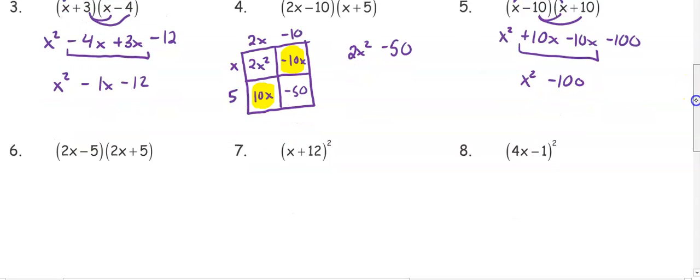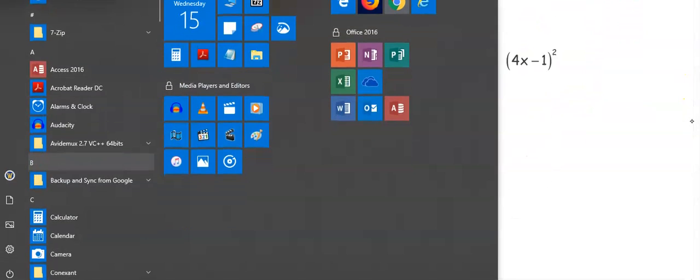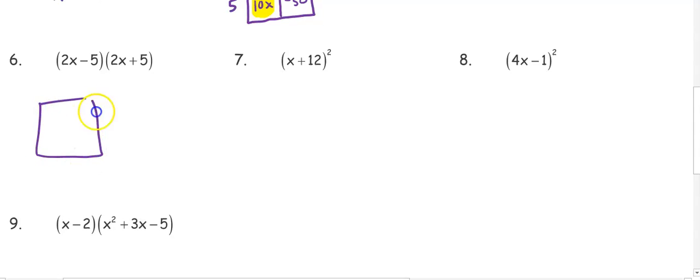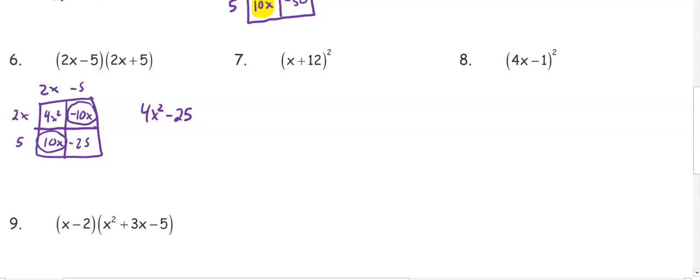In number 6, let's do it as a box problem. So in our box, that's a 2 by 2. We have 2x minus 5 and 2x plus 5. 2x times 2x is 4x squared. 2x times negative 5 is negative 10x. 2x times 5 is 10x. And 5 times negative 5 is negative 25. Again, when I look at these x's, they combine by canceling out. So we're left with 4x squared minus 25.